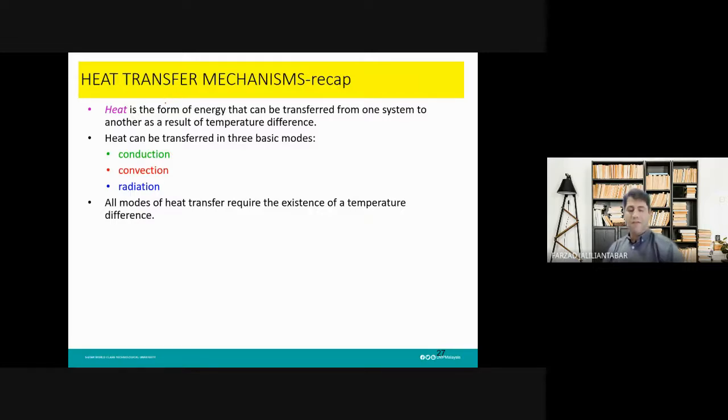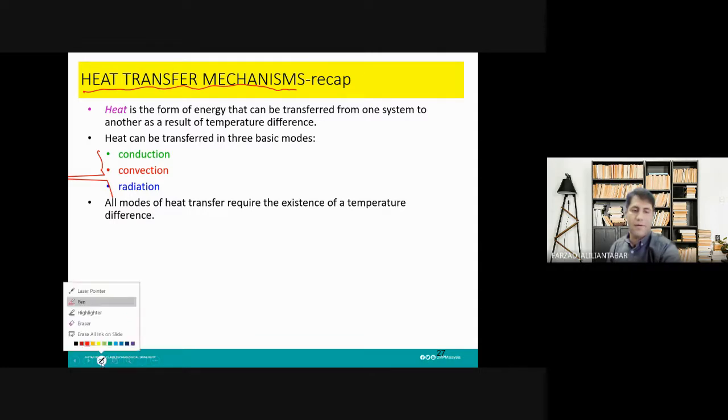Okay, so we have finished the energy balance. Now we can go to the heat transfer mechanisms. I think you have already learned about this in school, so I will just review these three modes of heat transfer. As I told you in the morning session, heat is transferred due to temperature difference from the body with higher temperature to the lower temperature. And we have three modes of heat transfer: conduction, convection, and radiation.